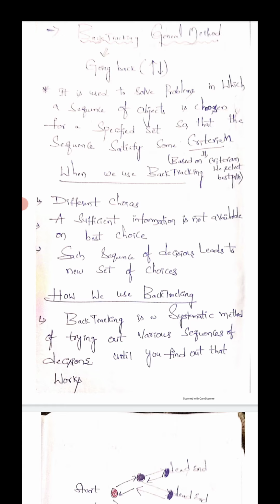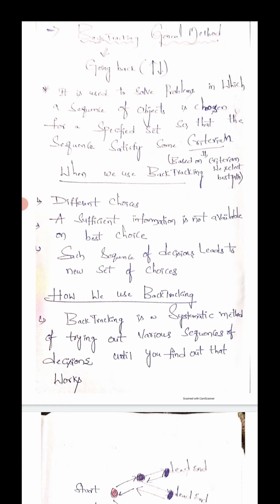A live node is a node which can be further expanded, and all of whose children have not yet been generated. A dead node is a node which is not to be expanded further.